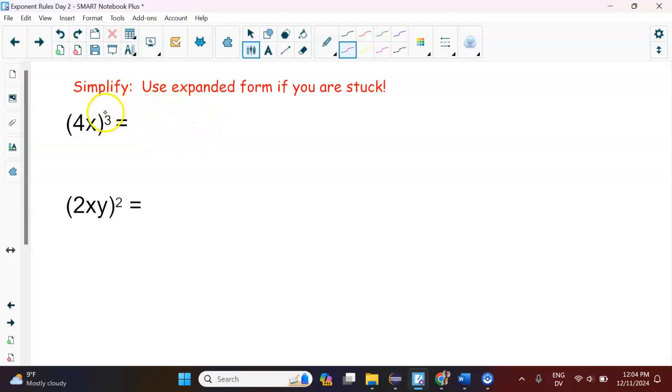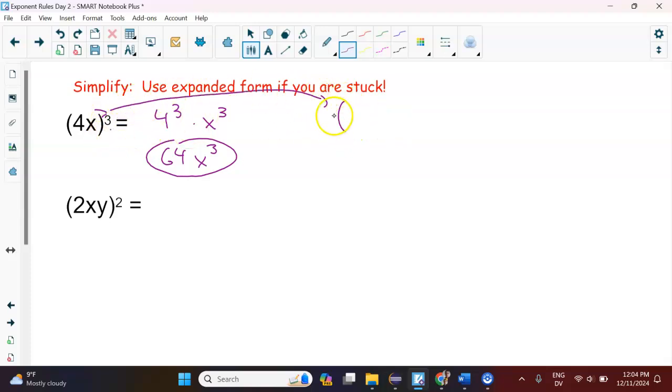All right, so on this one, it sort of distributes in. So you get 4 cubed times x cubed, and then 4 cubed is 64, 4 times 4 times 4, and then x cubed. So this one cleans up to 64x cubed. And again, what I mean by expanded form is this little 3 means you have 4x times a 4x times another 4x. And that's where you get 4 cubed and x cubed from. And then that again is 64x cubed.